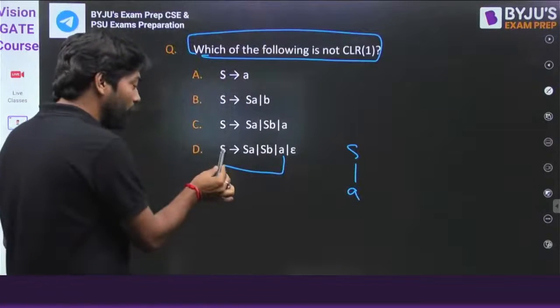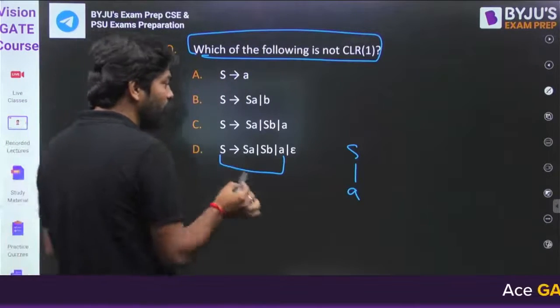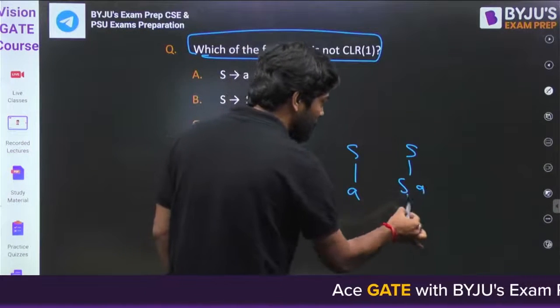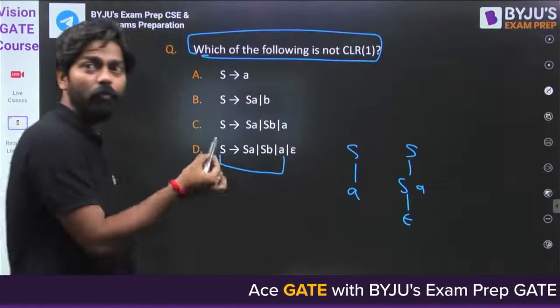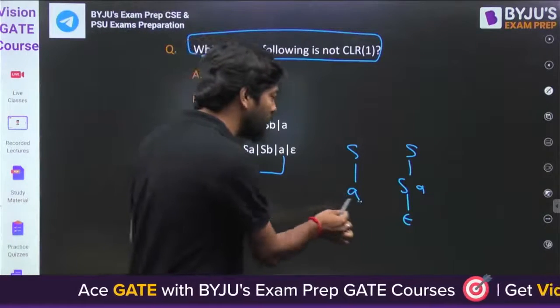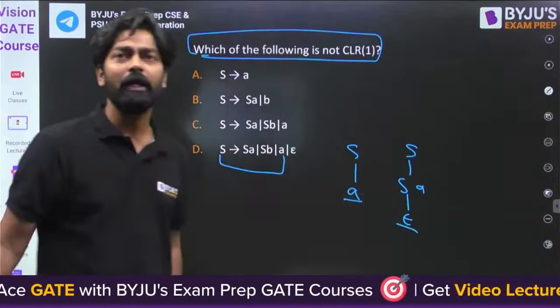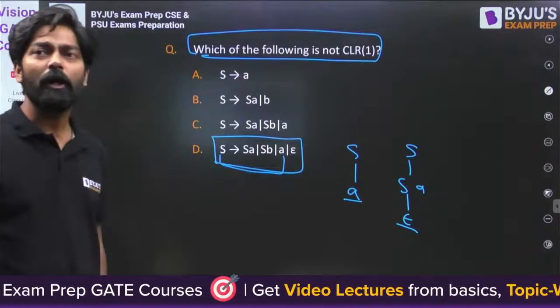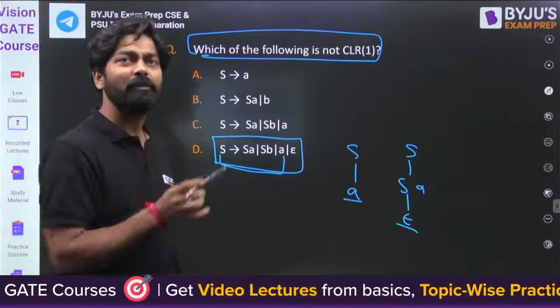Now if you see clearly, S goes to SA, and S goes to null. So, my dear friend, we have two different parse trees for the same input string. It means the grammar is ambiguous. If the grammar is ambiguous, it cannot be parsed by any one of the parsers.